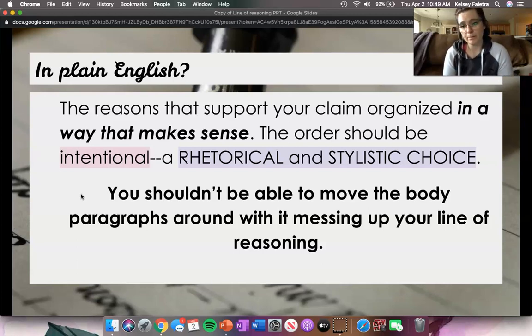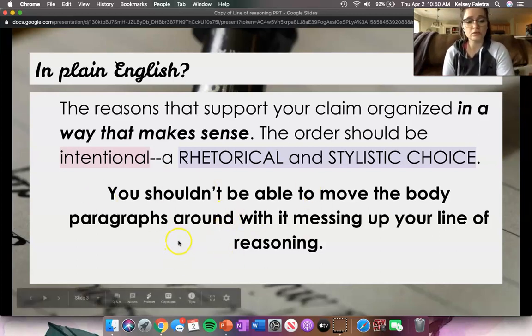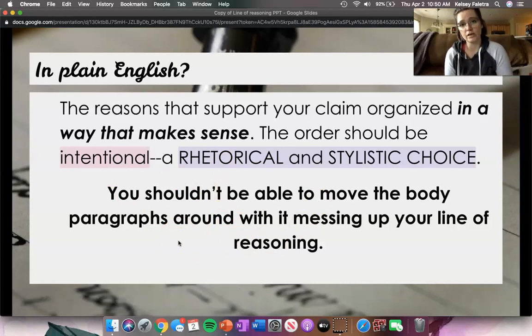If you remember when I had you do reverse outlining, which is all of our least favorite thing to do, what I'm having you do is trace their line of reasoning. You should see that there's a reason this paragraph is here because it addresses this main idea and is this kind of support. There's a reason there's a concession and refutation here, because it needs to be the middle paragraph, not the first, not the last, right? It needs to be intentional. You shouldn't be able to move the body paragraphs around without messing up your line of reasoning and affecting your argument.